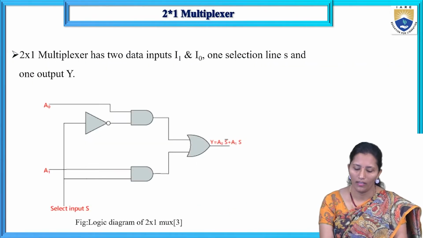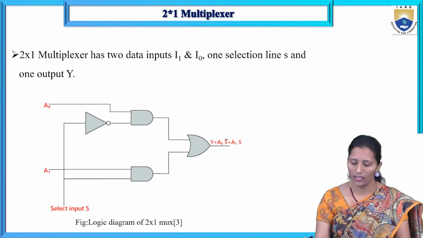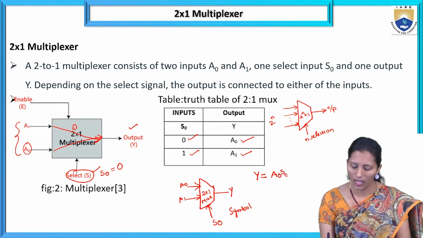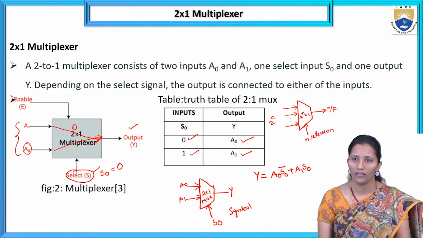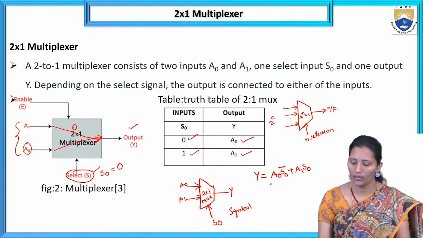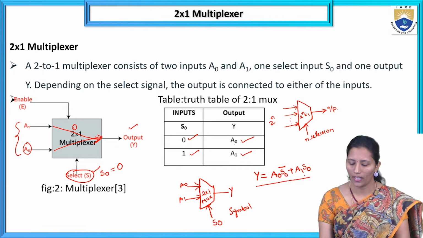If we draw the logic diagram of the 2x1 multiplexer, in this truth table, if we write the output equation, we can write Y as A0 when S0 is 0. We can write that as A0 S0 bar plus A1 S0. Okay. So this is the equation for the 2x1 mux output. So we have to realize this equation into a logic diagram.